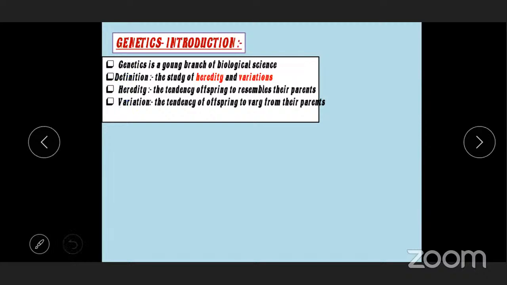Genetics is a term first given by W. Bateson in the year 1905. Who gave the word genetics? He was W. Bateson in the year 1905.